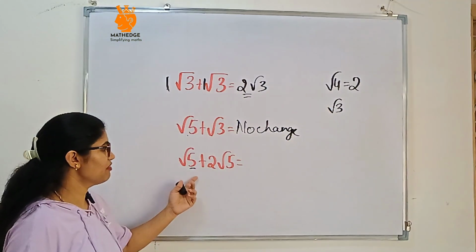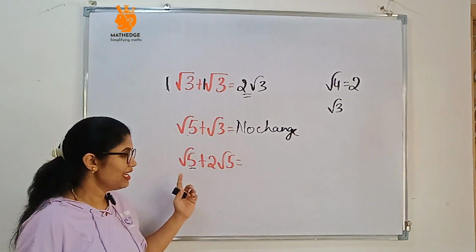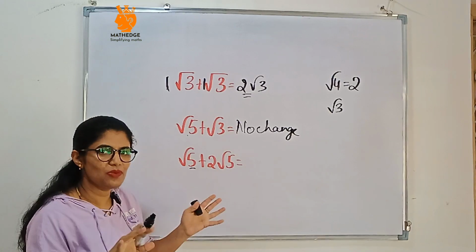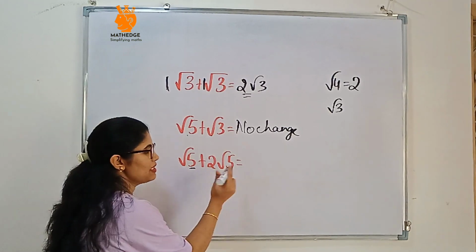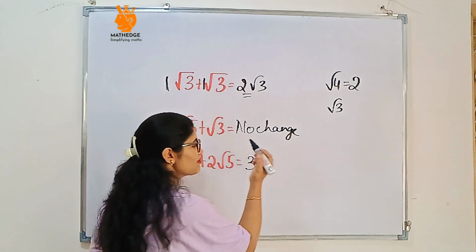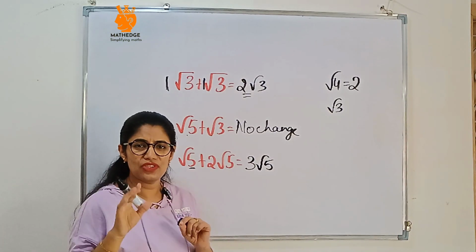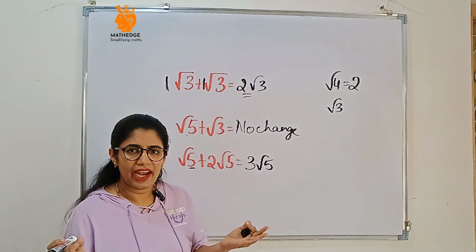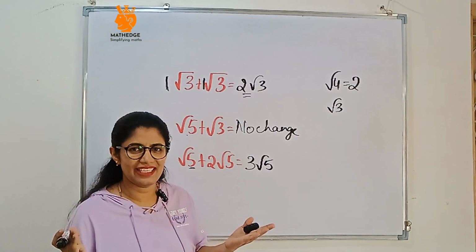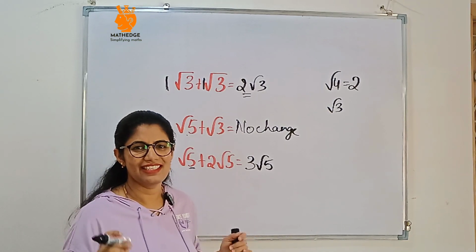And let's take different numbers. So root 5 plus 2 root 5 is like 1 mango plus 2 mangoes. We will get 3 mangoes, right? Like root 5 plus 2 root 5 is 3 root 5. So that's it. Here you just need to remember we can add like terms, not unlike terms. That is the golden rule, right?